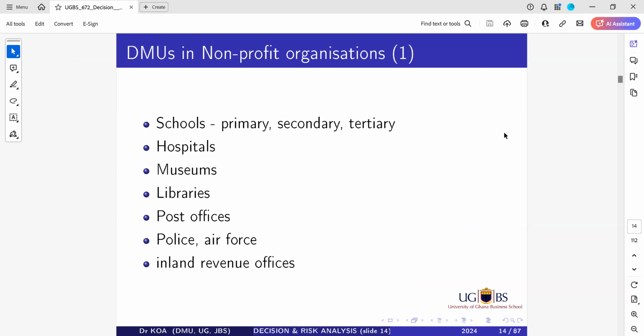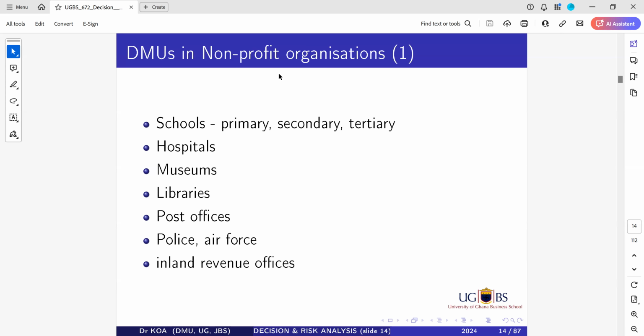Let's look at some of the DMUs. I want each one of you to mention DMUs that are not on the screen. Give me a simple DMU that is not on the screen, not the ones on the screen. Okay? The ones on the screen, we have schools. Even with the schools, you can split them into primary, secondary, tertiary, hospitals, museums, libraries, post office, the police, the Air Force, the Navy, IRS, and so many things. Give me an example of a decision-making unit. Who can give me a typical example of a decision-making unit?